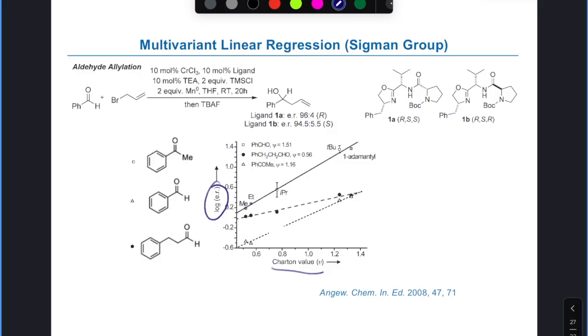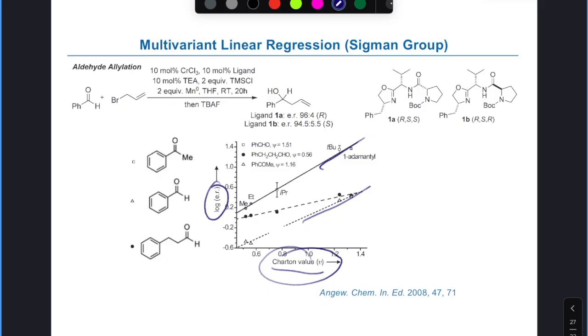First, he was able to say that there does exist this kind of linear correlation, like the Hammett values back in the linear free energy relationships. That's our rho value. That's the degree to which a substrate responds, and these individual dots here correspond to different substrates. What he was able to show is that for substrates like this and this, changing your Charton value gives you a really high return on investment with your enantiomeric ratio. So that's a good thing.